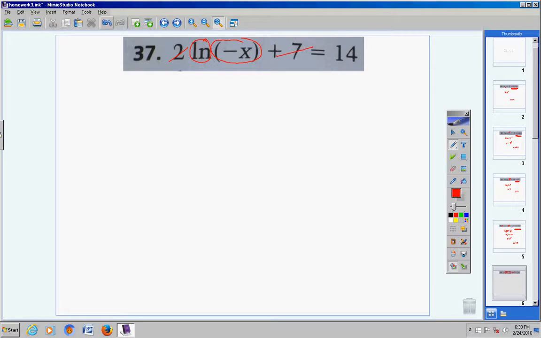So here we go. First of all, get rid of the positive 7, make it a negative 7. So I'm left with 2 natural log of negative x equals negative 7. Next, divide both sides by 2. And I'm left with the natural logarithm of negative x equals negative 3.5.